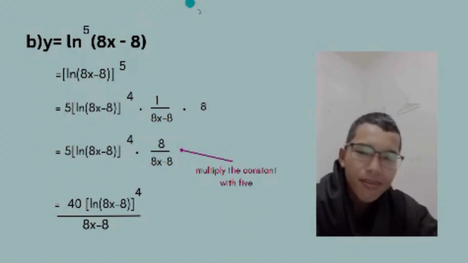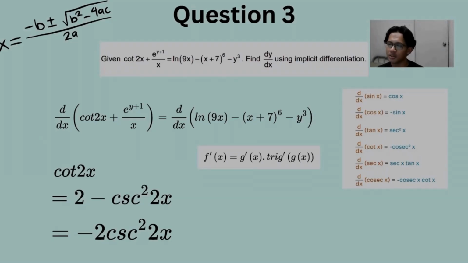Thank you. So question 3, given cos 2x plus e to the power of y plus 1 over x equals ln of 9x minus x plus 7 to the power of 6 minus y cubed. Find dy over dx using implicit differentiation. So first, we must apply d over dx to both sides. Then we need to differentiate all the terms one by one.